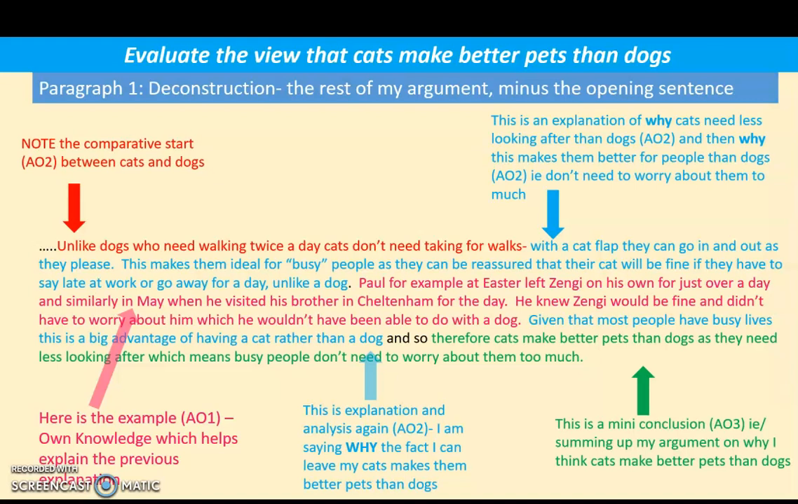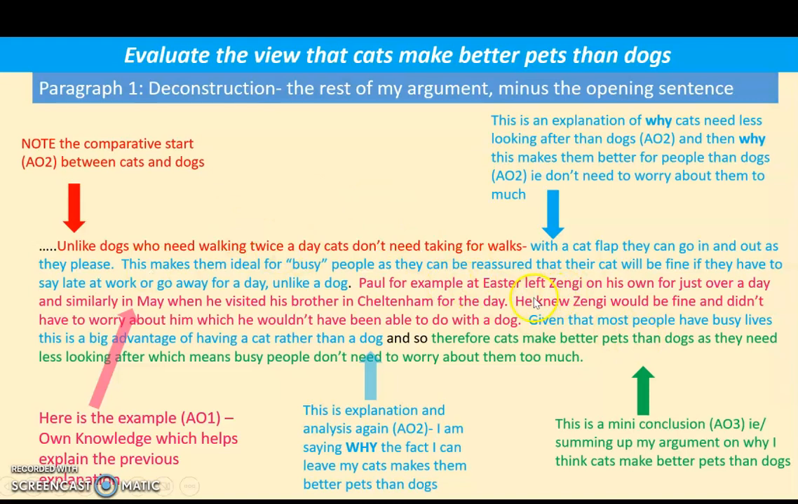Then the next section is the AO1 knowledge, isn't it? Paul, for example, at Easter left Zengi on his own for a day. Don't tell the RSPCA. Okay, and there again he left the cat again when he went to see his brother in Cheltenham. So there's two examples here, and that word, similarly. Okay, it's a good comparison word, and it's good practice to have two examples for things done that way. Again, it shows that comparison, it shows knowledge, and I quite like those two examples as well.